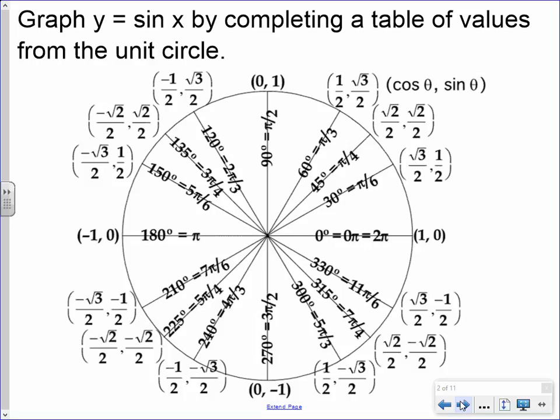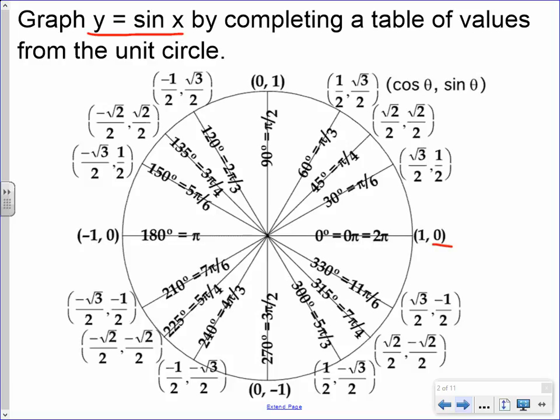So here is the unit circle. We are going to construct the graph of y equals sine of x. You don't need to write anything down right now. You're going to relax. Okay? Sine comes from which coordinate? The y coordinate. So at 0, sine is 0.